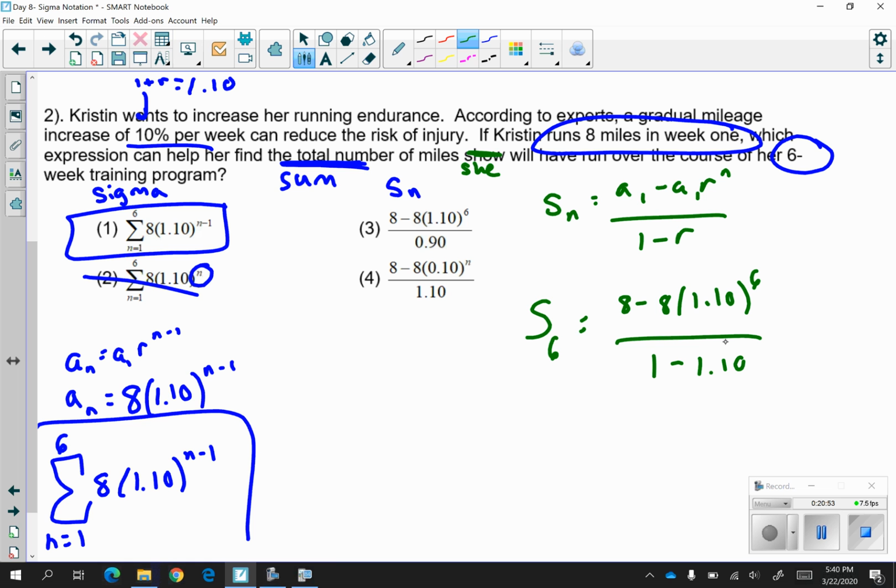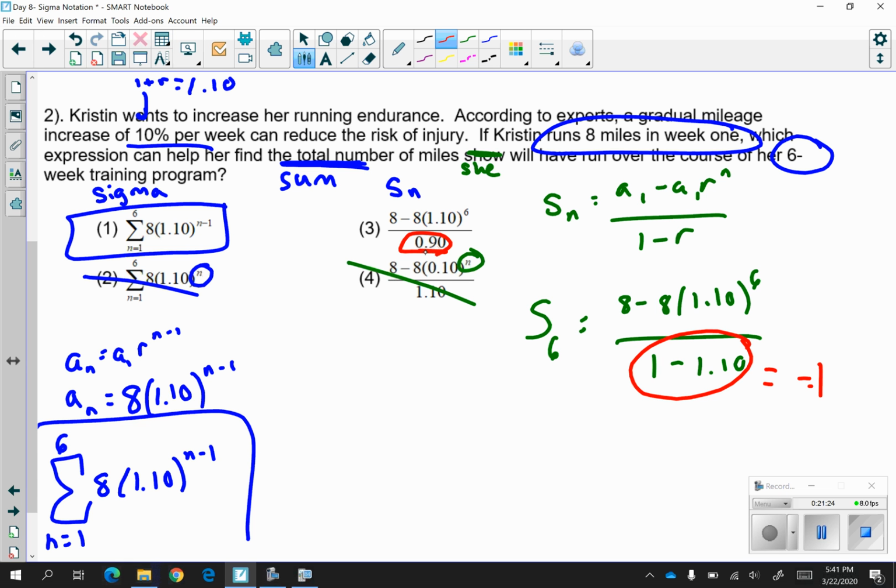1.10. So couple things, this one has a variable in it, which is no good because how can you evaluate it if you don't know the value of it? Whereas the other one's still not correct because if you simplify the denominator, 1 minus 1.1 should give you negative 0.1, whereas this is 0.9. So that one's not good either, and that's really why it's choice 1.